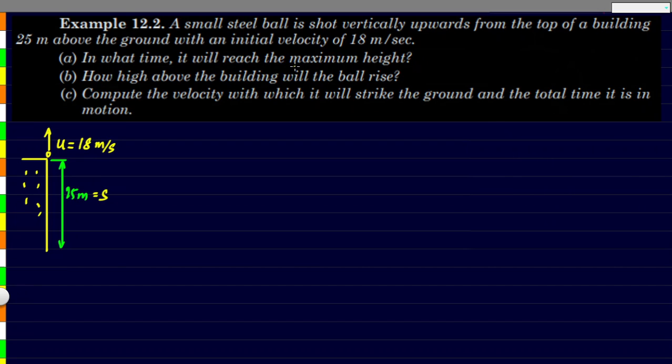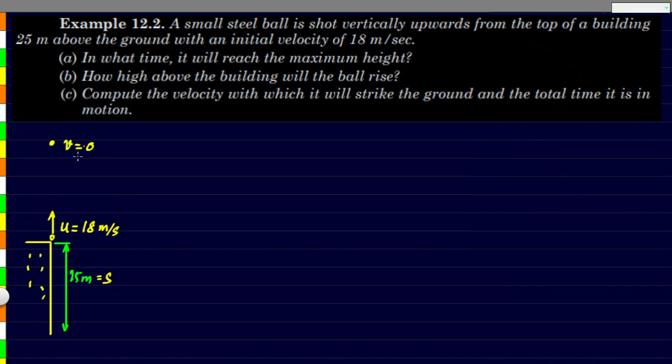So in what time will it reach the maximum height? At the maximum height, we know that the final velocity v is going to become 0. So that's the information we need to use. Here the final velocity becomes 0, and we are supposed to find the time for which that happens. We all know for free falling bodies, the acceleration will be equal to g, and that will be equal to negative 9.81 meters per second square.